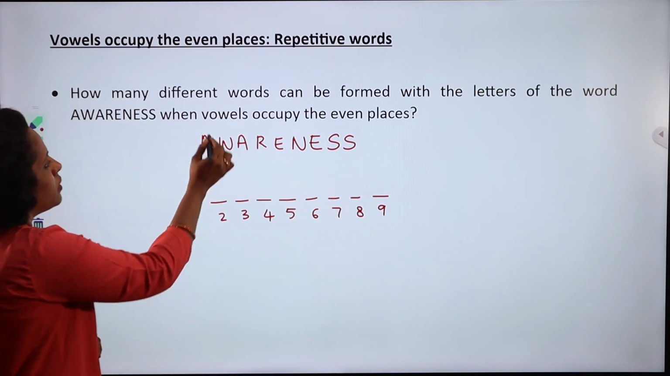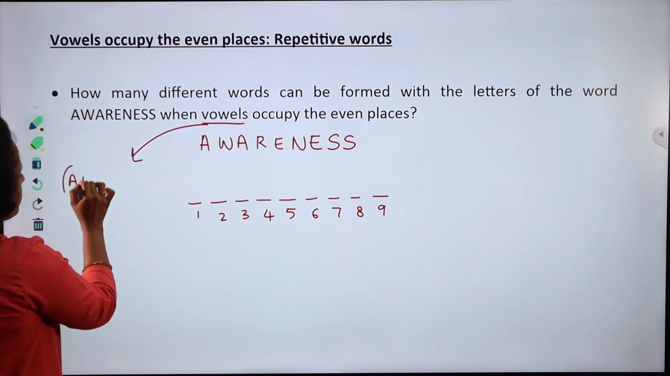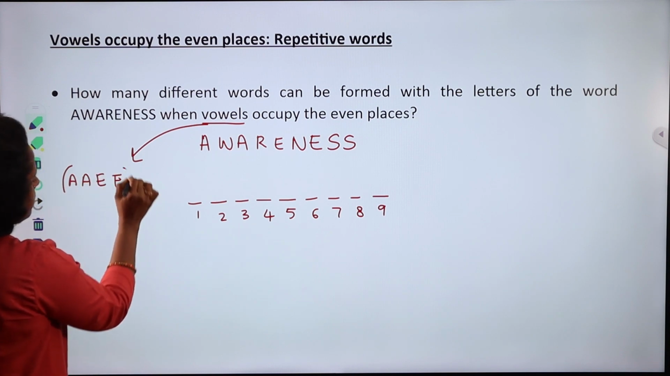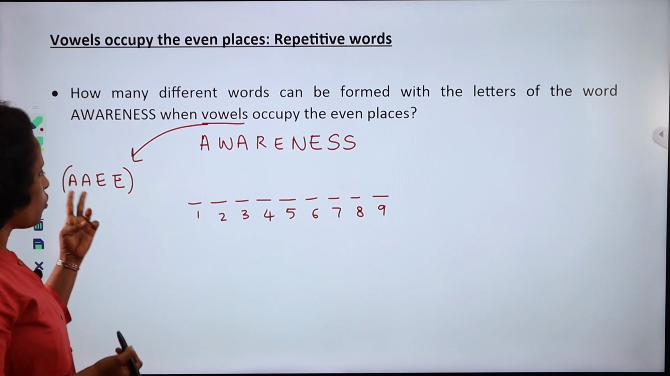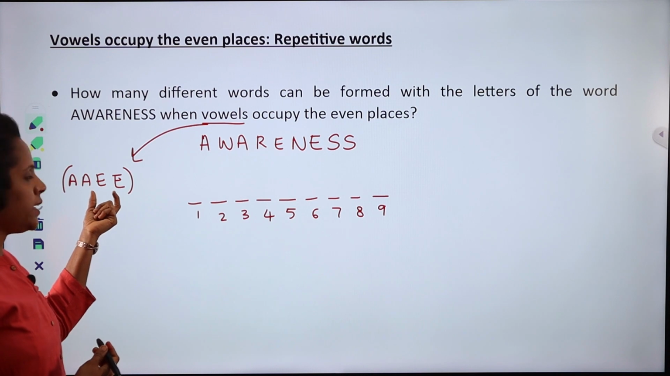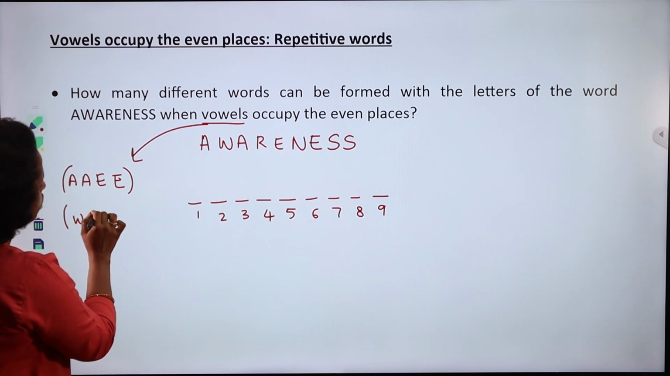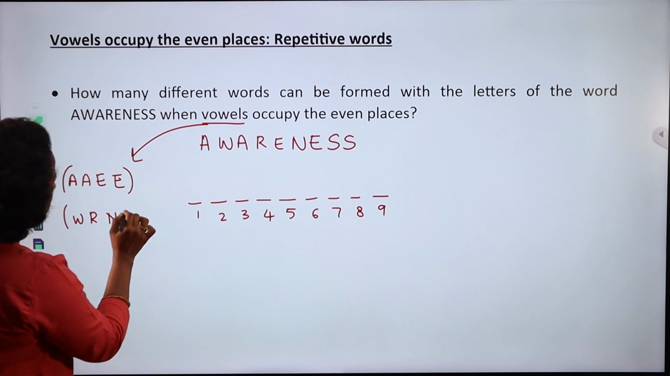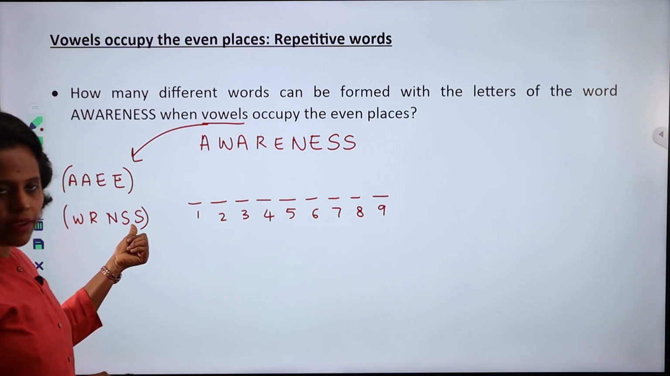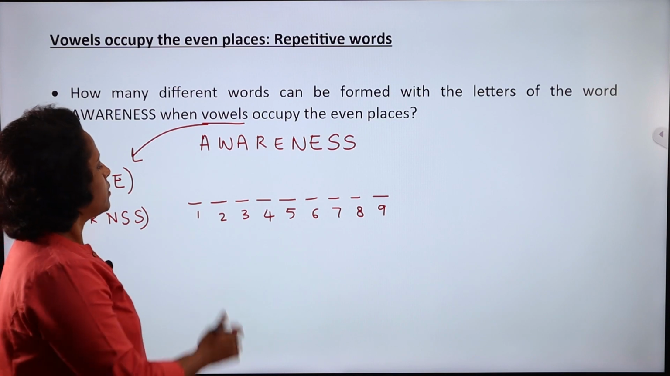What are the vowels here? A, E, E. We have 4 vowels, in which the letter A is repeated twice and E is repeated twice. The remaining set of letters are W, R, N, S, S. If you can see, even in the consonants we have S repeated twice. Make sure you write the denominator term first.